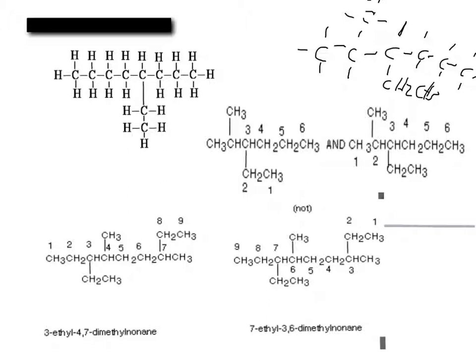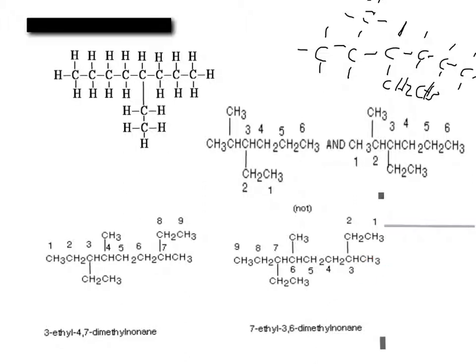Now let's look at this bottom example down here. Now you'll notice that when we look at our longest chain, we have 9, and we can count this with this being carbon 1 and this being carbon 9, or we could count with this being carbon 1 and this carbon 9. Now as we look at it, you'll notice that my first substituent or little chain comes off of carbon 3 here, and it comes off of carbon 3 here.